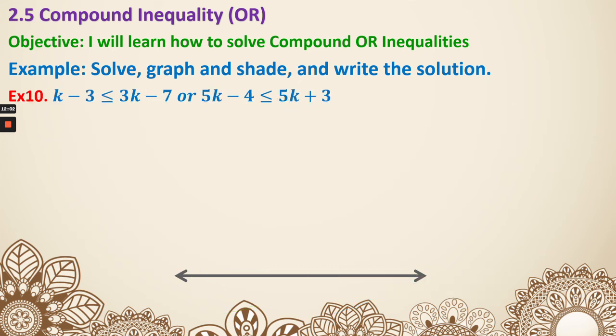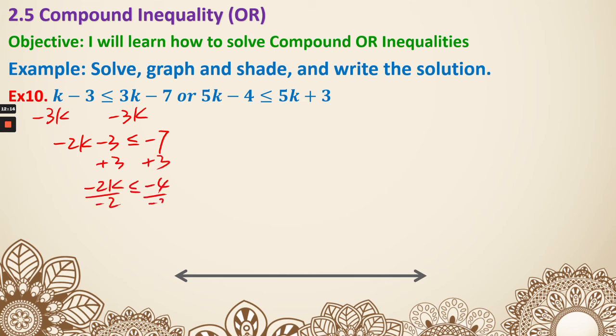That is another special case. Subtract 3k on both sides. Negative 2k minus 3 is less than or equal to negative 7. Add 3. Negative 2k is less than or equal to negative 4. Divide both sides by negative 2. K is greater or equal to 2. For this one, however, well, that first one is easy to graph. So I'm going to graph first one, greater or equal to 2.